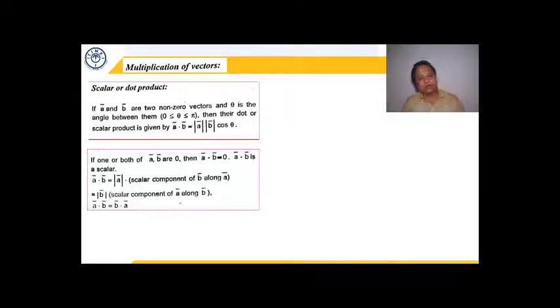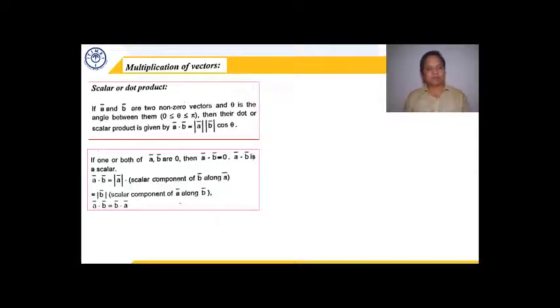If one or both of A and B are 0, then also the dot product is 0. A dot B is a scalar. So we can say A dot B is equal to modulus of A times the scalar component of B along A, which is equal to modulus of B multiplied by the scalar component of A along B. And we can also say their dot product is commutative: A dot B is equal to B dot A.